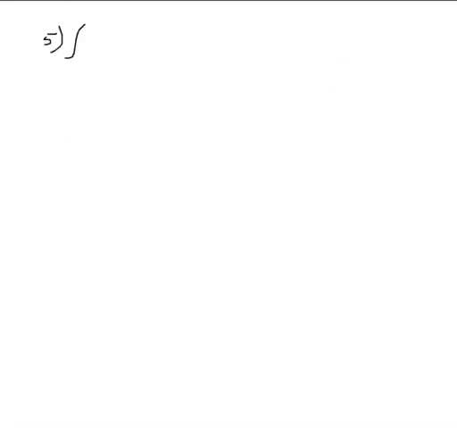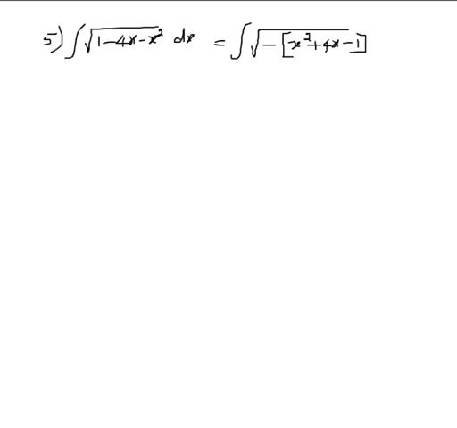Question 5. Integral root of 1 minus 4x minus x square. Here the x square term is negative. Integral root of, let us take the negative sign outside the expression. Remember, we can take the negative sign outside the expression, but we cannot take it outside the root sign. Minus x square plus 4x minus 1 dx.